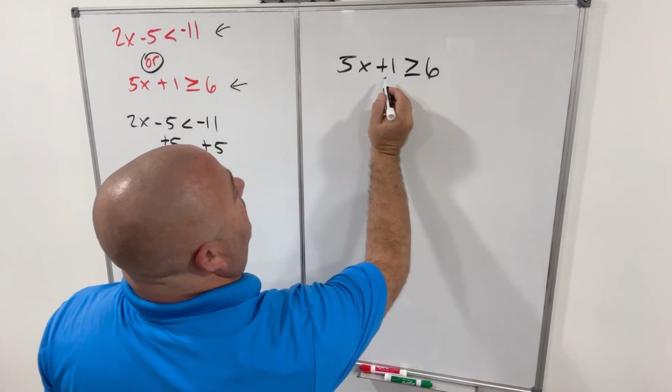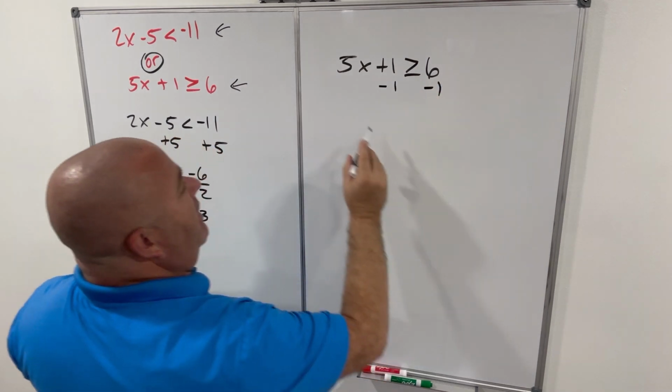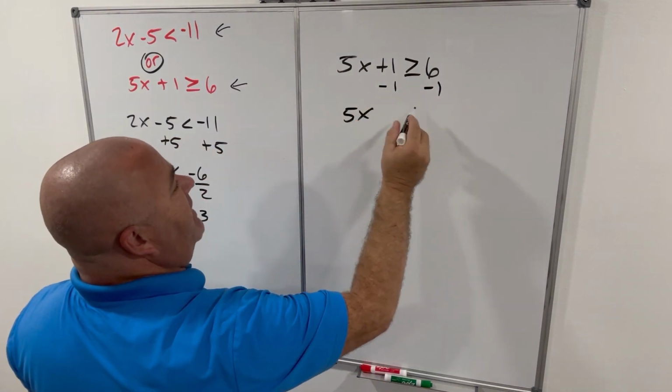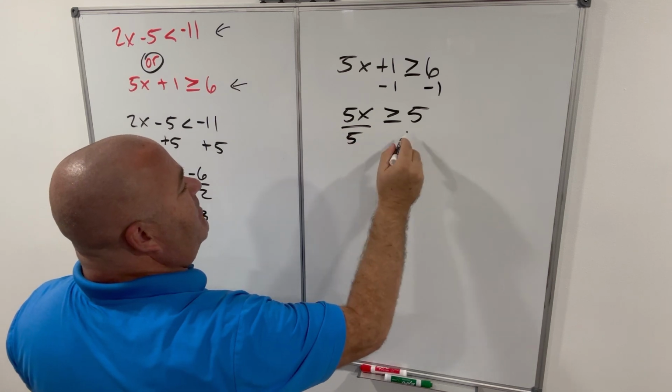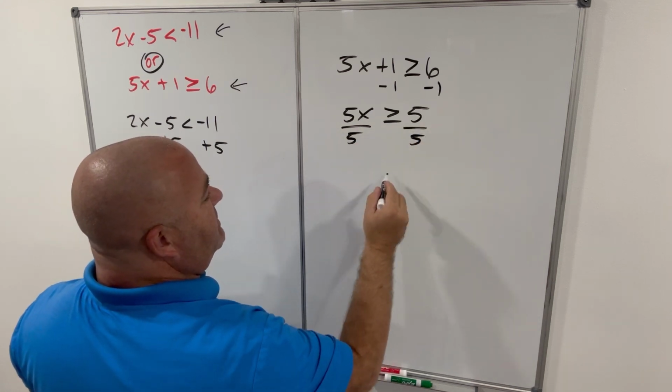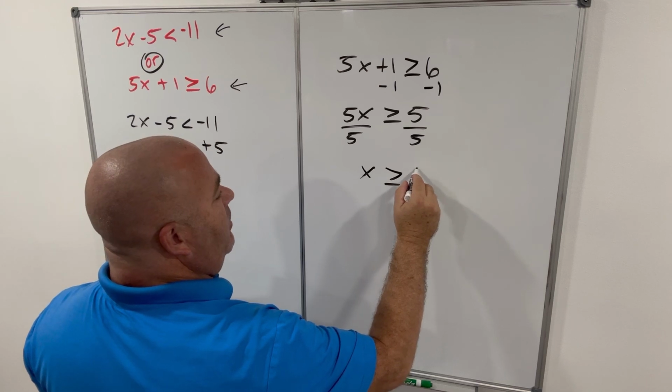Let's do the same thing over here. This time, we're going to subtract a 1 from both sides, and we get 5x is greater than or equal to 5. Let's divide by a positive 5, so we're going to keep the sign the same. And we're going to get x is greater than or equal to 1.